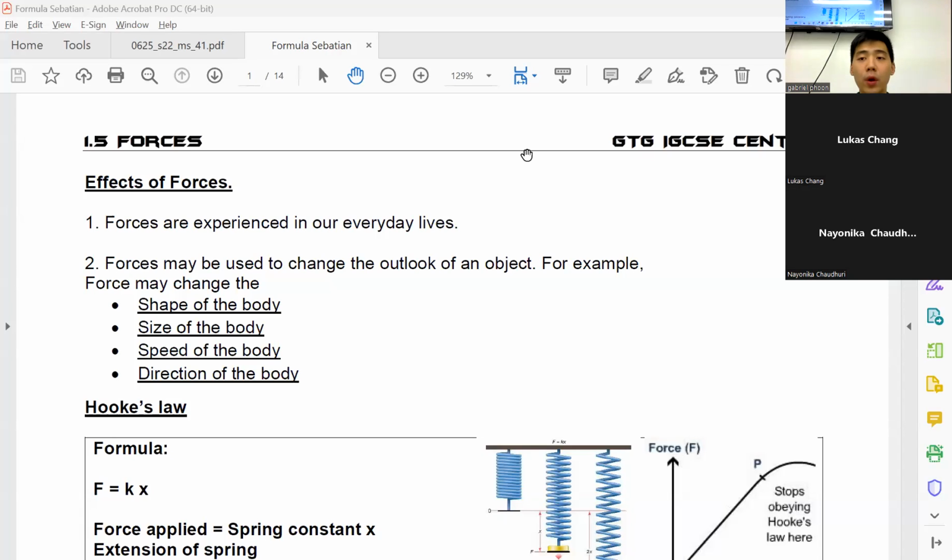Okay, guys, just a quick recap of everything we have learned so far. Pay attention. First part here, we learned about the effects of forces. The effects of forces was a very straightforward one. You either change the shape, size, speed, or direction only. This one was something very straightforward.